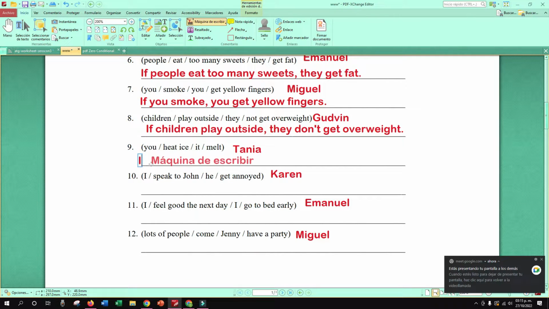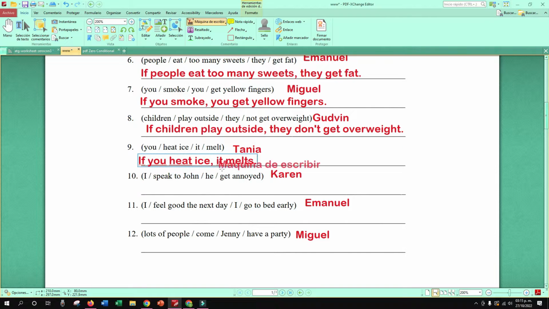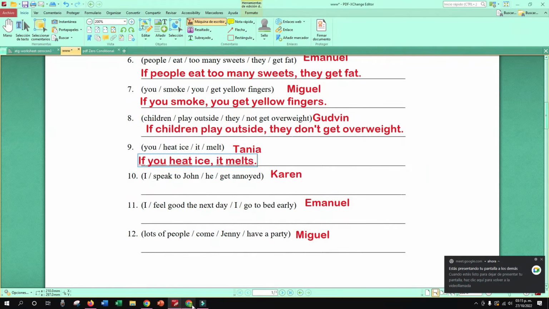So if you hit, right? You can say ice, comma, right? It melts. Only the S, Miss Tania. No se olvide de la S, porque estamos hablando de tercera persona, ¿verdad? So, if you hit ice, it what? Melts. Because we're talking about the ice, right? So, check that S, Miss Tania.